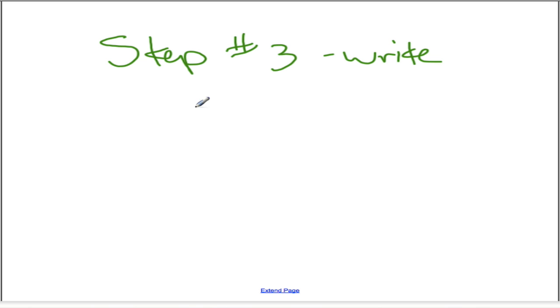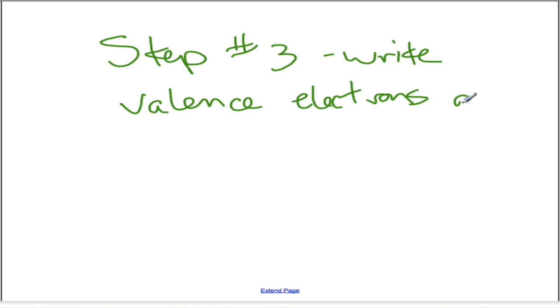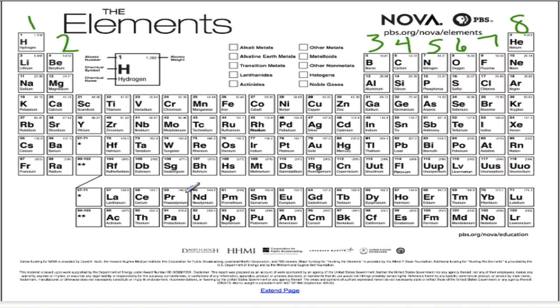And then step number 3 is to write valence electrons as dots. That's it. But this step is a little bit more tricky than you would think. So let's pick an element really quick. Well, let's take magnesium. Okay, we'll do a couple different examples.